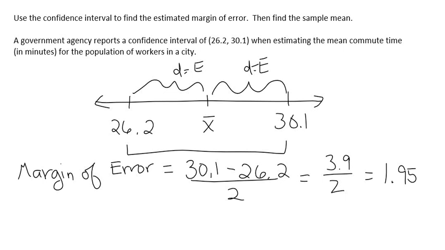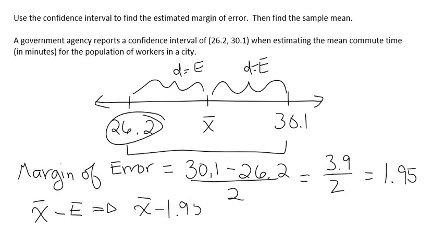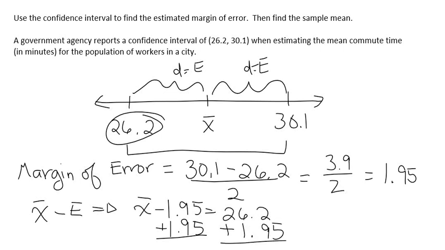Now, I want to calculate the sample mean. What I need to do is think about how each of these numbers is calculated, the 26.2 and the 30.1. The 26.2 is calculated by saying X bar minus the margin of error. So I could say this is X bar minus 1.95. That's going to be equal to 26.2. So here I can see I just need to add 1.95 to both sides. And I find that X bar is equal to 28.15.